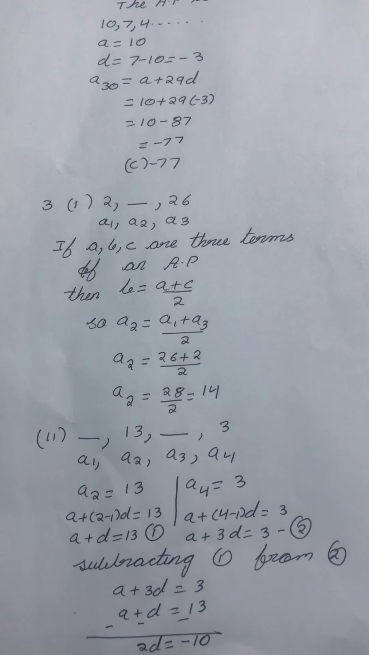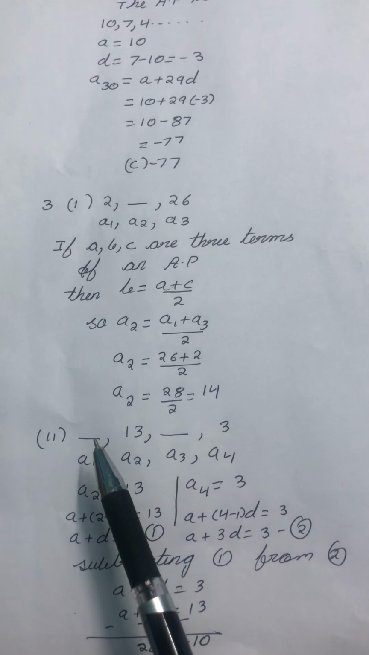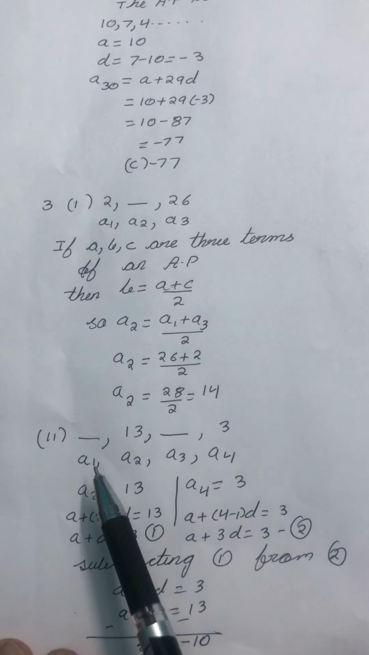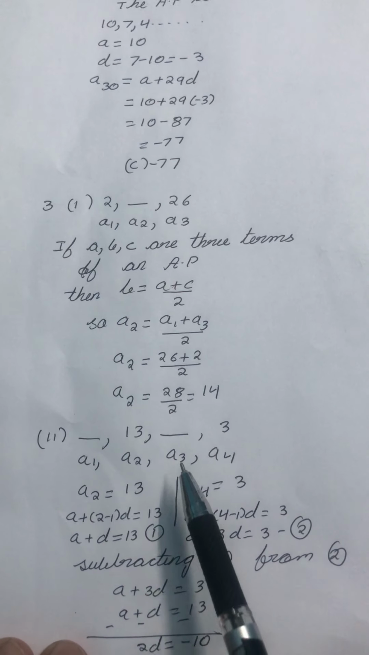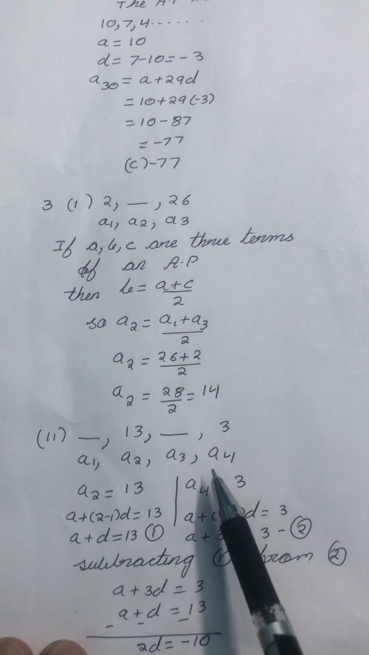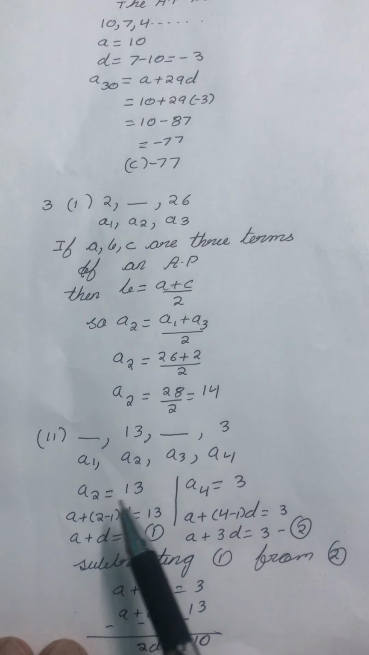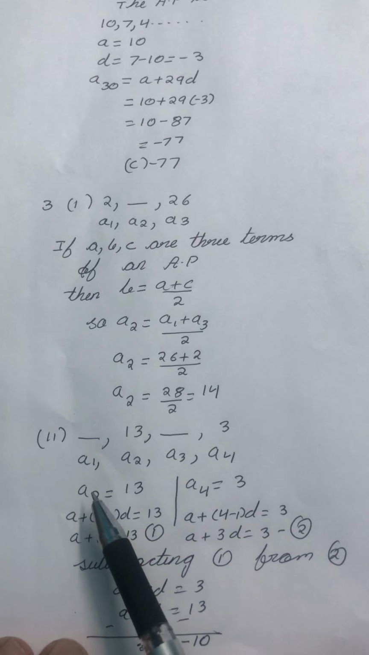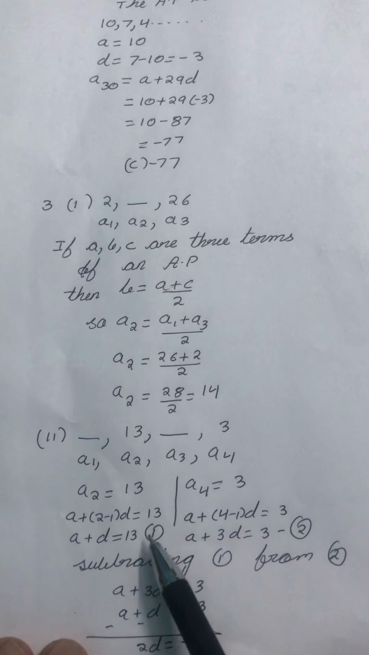Now in the second part, the first term is missing and the third term is missing. So A1 first term, A2 second term, A3 third term, A4 fourth term. The second term is 13, the fourth term is 3. So we know A2 equals 13. Here we can apply the general term formula A plus n minus 1 D. In this case, n is 2, so this expression becomes A plus D equals 13. This is our first equation.